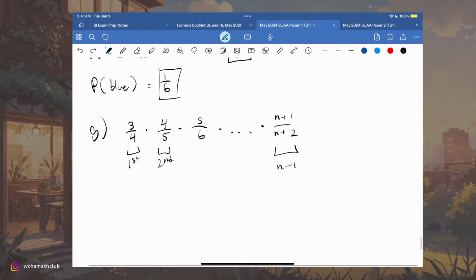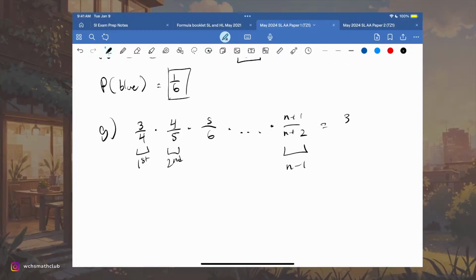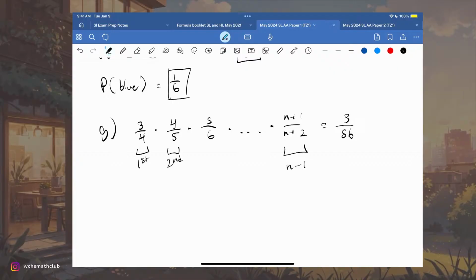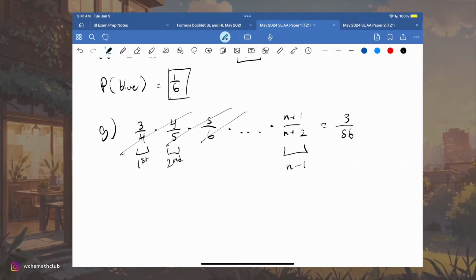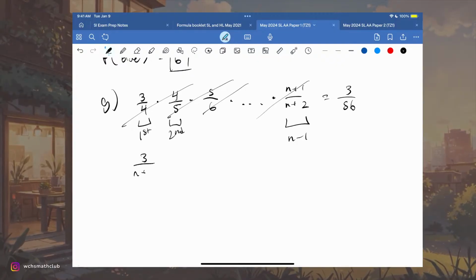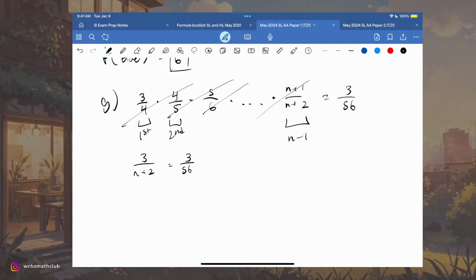So we have all of this product being equal to 3 over 56, and we can notice that all of these diagonal terms cancel out, okay? Essentially the denominator of one term cancels with the numerator of the next. So all we're left with is 3 over n plus 2 equals 3 over 56. Then we can compare the denominators. This implies that n plus 2 equals 56.